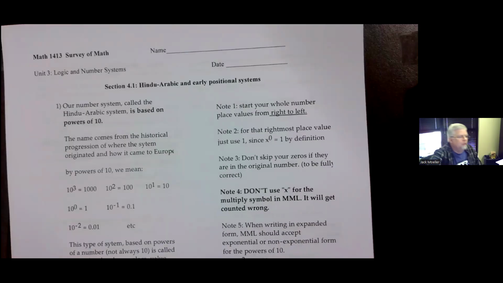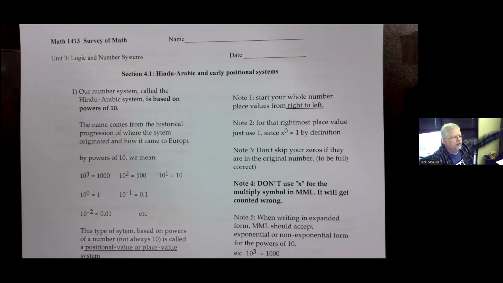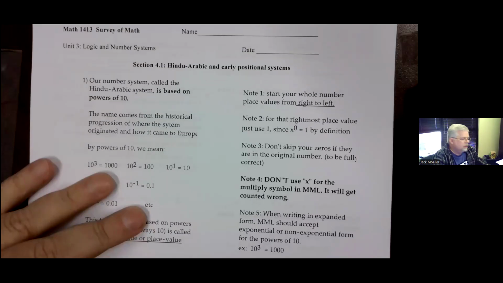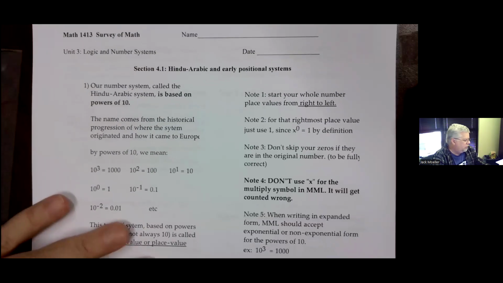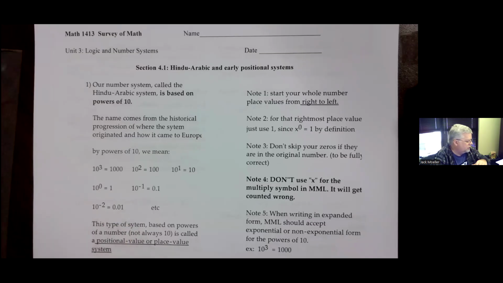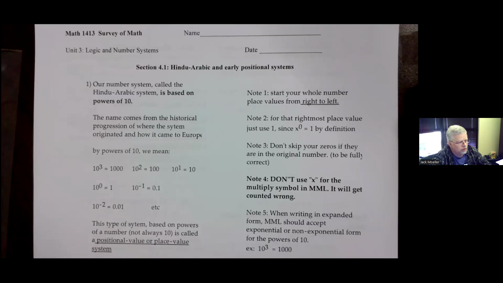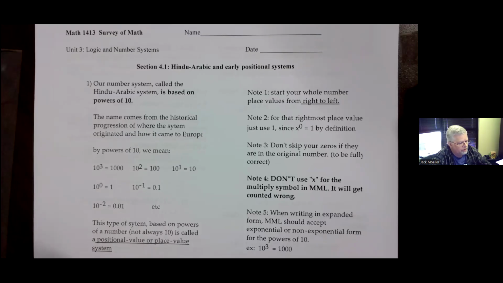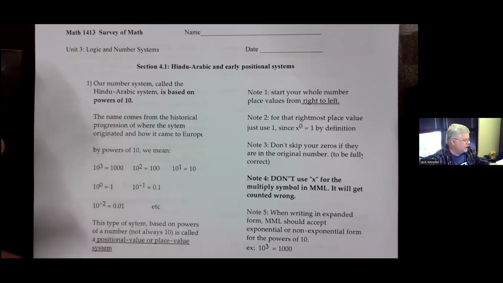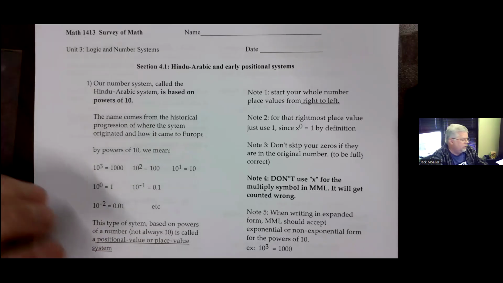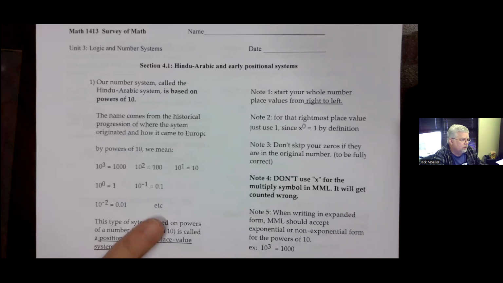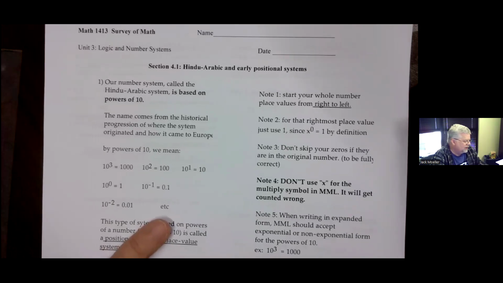Okay. So for the Hindu-Arabic system, the reason that we call our number system the Hindu-Arabic system, in case you may not have heard that before, is the history of where our base 10 number system came from. In India and Persia, that area is where the notation that we're using was developed, and that's the core of where it started.